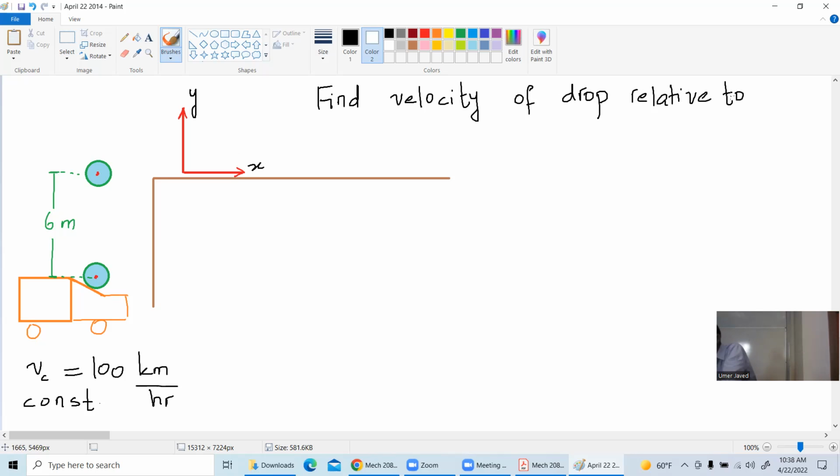Should I switch on this light? Good. Okay, find the velocity of drop relative to car. So let's do it.